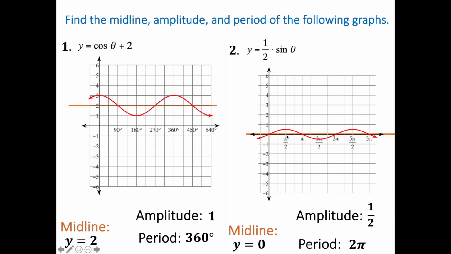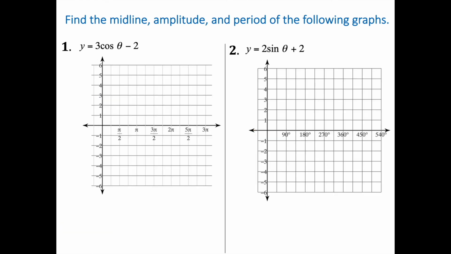There's not a lot of distance between the midline and the top of the graph. Okay, this is the last one I'm going to give you. So push pause on the video, work this one out, draw it first, graph it, and then find all three of them: your midline, your amplitude, and your period.